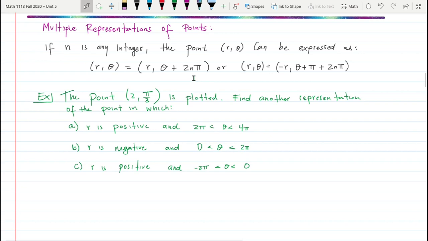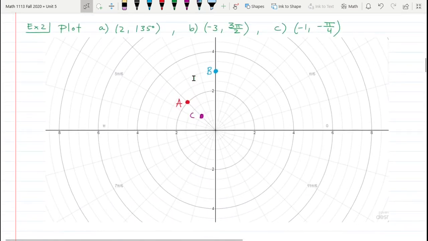So if we go back to this, who's to say that I can go to the right to open up 135 degrees, but then go again another 360 degrees and end up on the same point, right? It doesn't make a difference if I go 3 rotations and end up in the same point. The final position for the point A is going to be the same regardless of how many rotations I do. So keep that in mind. That's what that's saying.